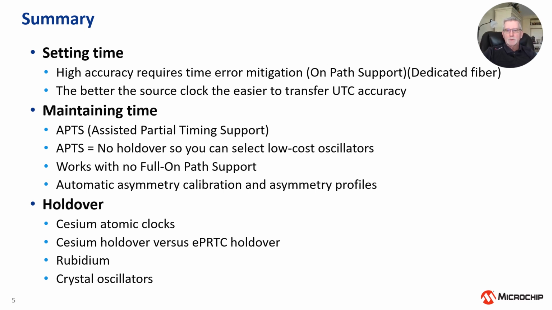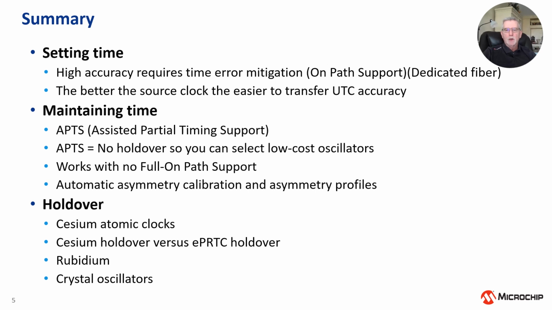Maintaining time means we're going to try to create a GPS or GNSS proxy to address GPS or GNSS vulnerability issues. So maintaining time with APTS or assisted partial timing support means no holdover. We are not going to drift away from UTC when we use APTS. So we're not technically in a holdover condition if we lose our GPS or GNSS reference at point B in the network. So this is an important point because if we use APTS and no holdover means the chances of going into holdover are very slim or none.